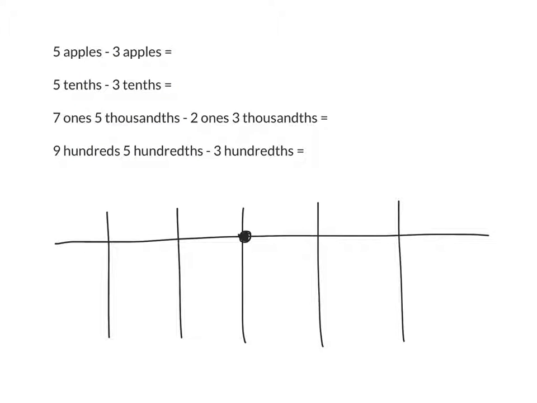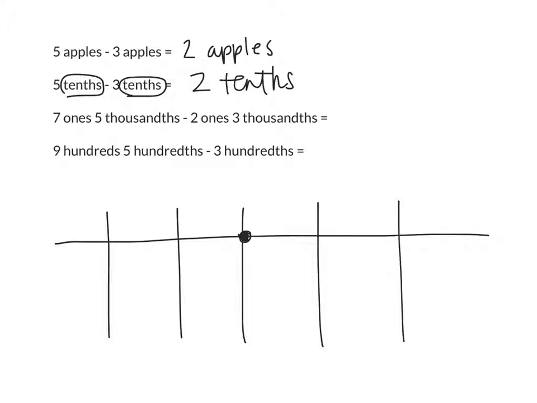Remember yesterday when I gave someone some apples and I gave them some more apples? Today I have another question for you. I'm going to give Violet 5 apples. How many apples does she have? 5. But I'm going to take 3 of them away. How many apples does she have now? 2. So if I gave her 5 apples and I took 3 away, how many apples does she have left? 2 apples. Okay. Now, I'm going to give Audie 5 tenths, but then I'm going to take 3 of them away. How many tenths does he have left? 2 tenths.